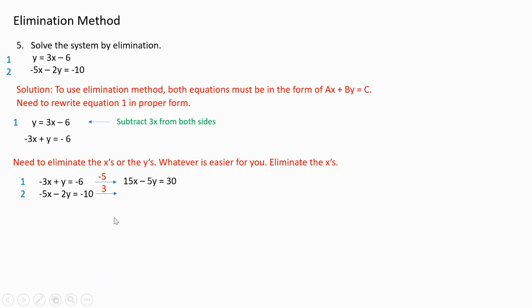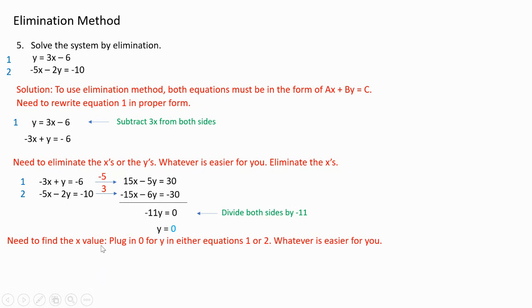And here I'm going to multiply by 3. You need to multiply one by a negative, right? Because they're both negative. If we multiply both by positive, it isn't going to give me a 0. They're not going to be eliminated. That's why you have to multiply one by negative. It doesn't matter which one. So here we get negative 15x minus 6y equals negative 30. So here we get negative 11y equals 0. So divide both sides by negative 11, and we get y equals 0.